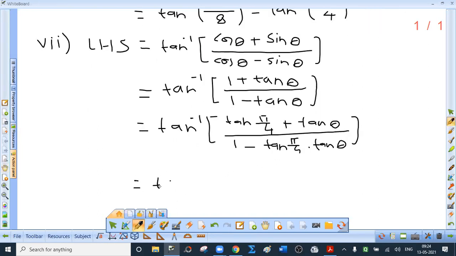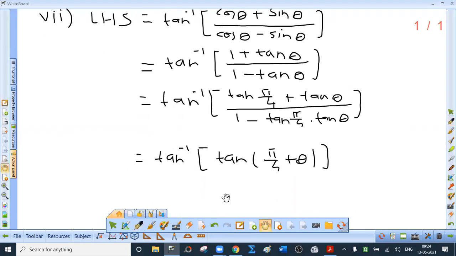So this is nothing but tan inverse of tan of pi by 4 plus theta, because this is the expansion of tan of alpha plus beta. Now, what is tan inverse of tan of any angle? It is that angle. So it is simply pi by 4 plus theta, which is nothing but the right hand side.